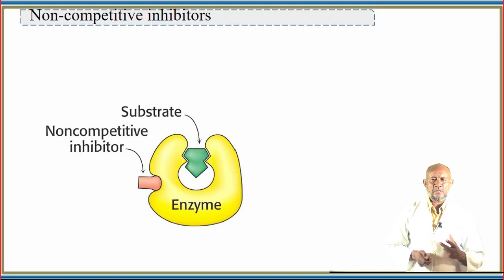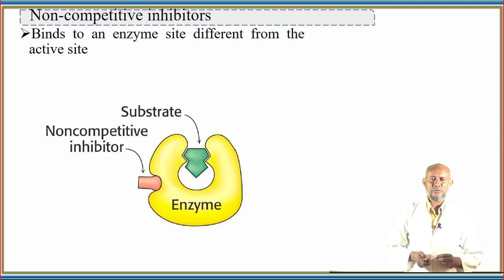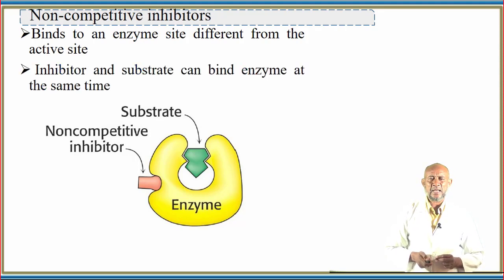There is a substrate. The non-competitive inhibitor is there, but the substrate is released without any change because the shape is changed. Therefore, even if the substrate is attached to the active site, once the non-competitive inhibitor is attacking the enzyme, the substrate will not be converted into product. It binds to an enzyme site different from the active site. Inhibitor and substrate combine with the enzyme at the same time, but no reaction proceeds to the product.